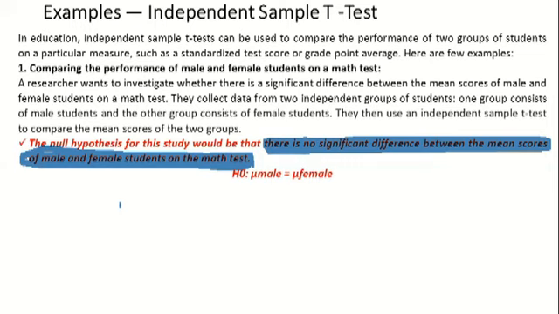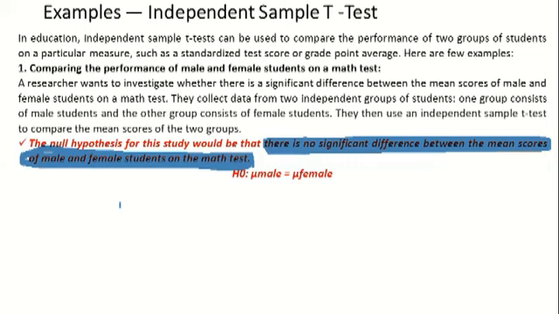This means that when we calculate the mean of male students in mathematics, and we calculate the mean of the female students, these two means should be equal. That's what we are implying in our null hypothesis. Then there's an alternative hypothesis.